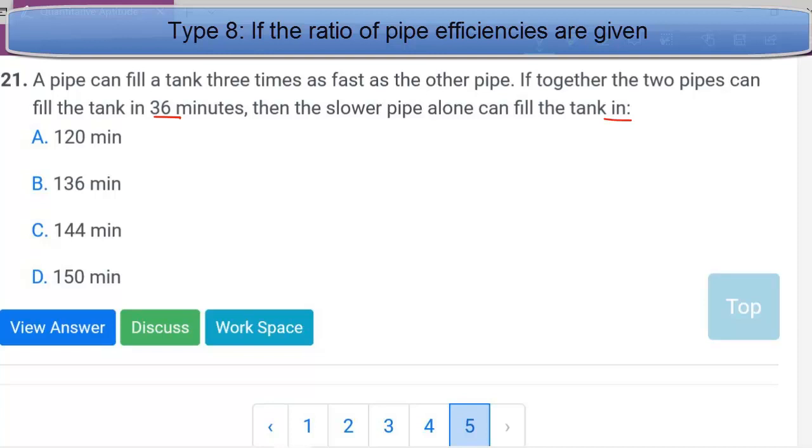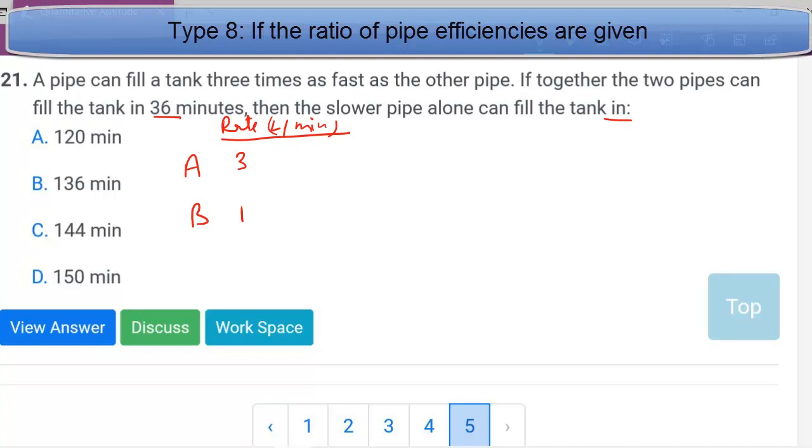A and B, two pipes are there, and the name is not given, but I have just assumed one pipe is 3 times as fast. So if B is say 1, A is 3, so I'm just comparing their efficiency. That means the rate at which they can fill, it is in liter per minute that we can assume. Okay, so if B is 1, A is 3, the faster one.